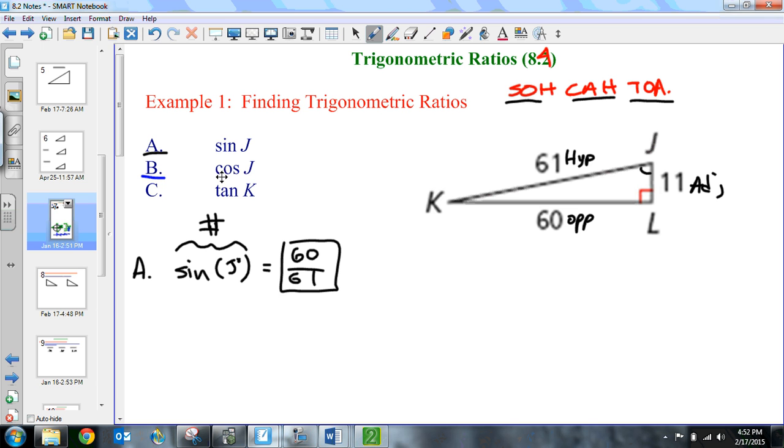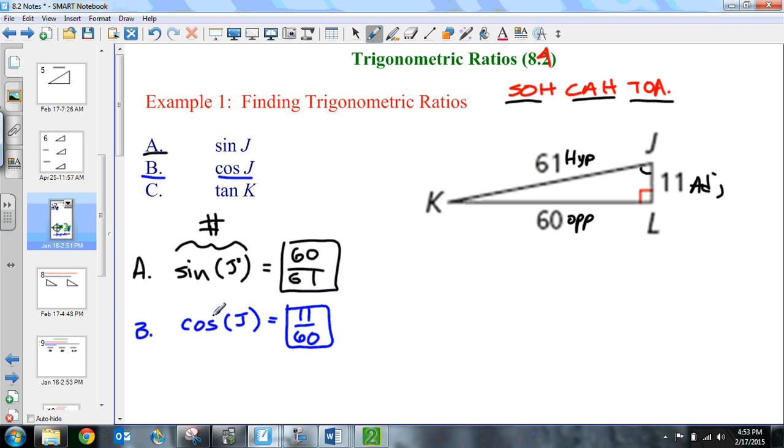Okay, so part B, we're doing cosine of J. So we've got the same relationship. We've still got the opposite side of angle J, the adjacent side to angle J, and the hypotenuse. It's all the same. So in part B, if I were to say the cosine of angle J, then that's going to give me the adjacent side over the hypotenuse. I got that by using the CAH in SOH CAH TOA. So if I'm trying to find the cosine of some angle, which is angle J, I take the adjacent side, which is 11, and I divide it by the hypotenuse, which is 60. Okay, and that's the ratio that I'm looking for.